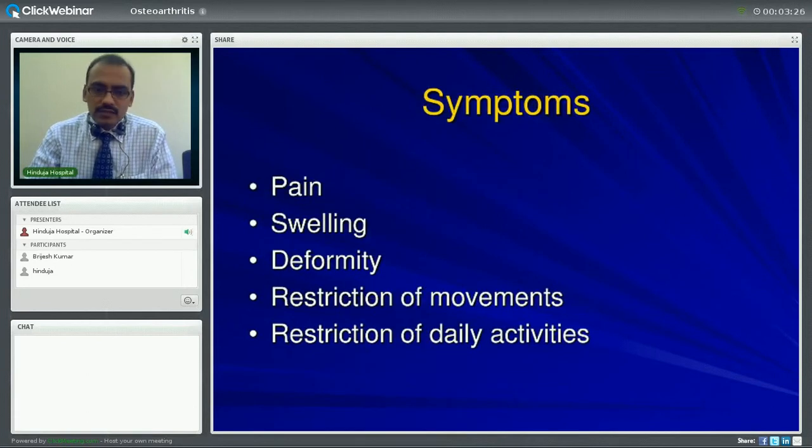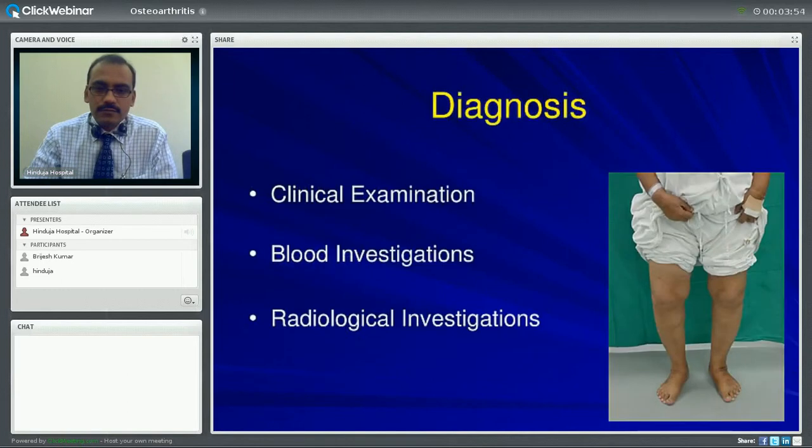What are the symptoms a patient gets when they suffer from osteoarthritis? Mainly it is pain and discomfort, associated with swelling caused secondary to the inflammation. That leads to deformity formation and restriction of movements, and that makes it difficult for patients to manage their routine activities because of the constant pain, which is happening as a part of arthritis.